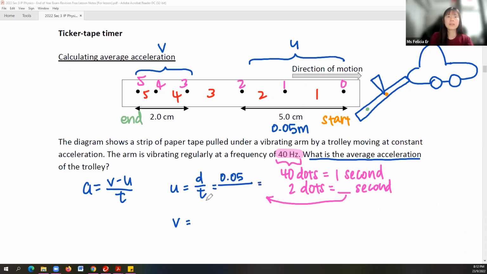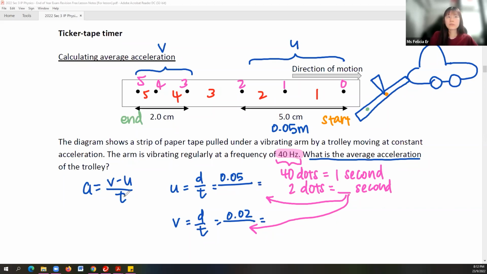Okay, then once you are done with u, can you do likewise for the final speed also? Same thing, distance over time. So this time around, how many dots? It is only 2 dots, right? Correct, because there's 2 gaps. So you put this duration as the denominator also. Then can you go and calculate? After you calculate, can you sub it back into the original formula of a equals to v minus u over t?